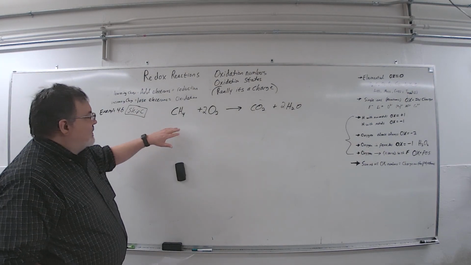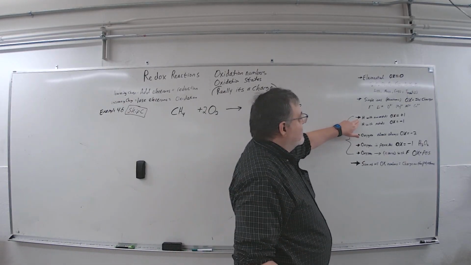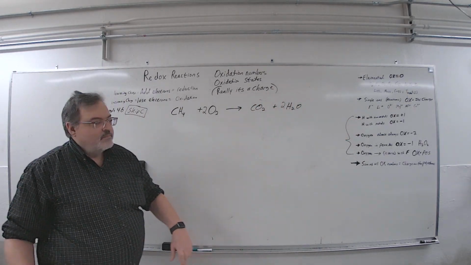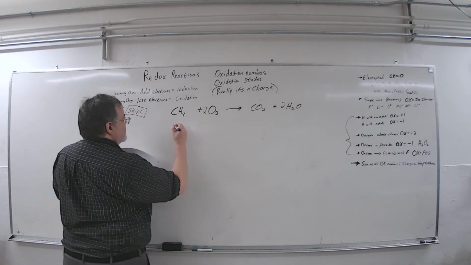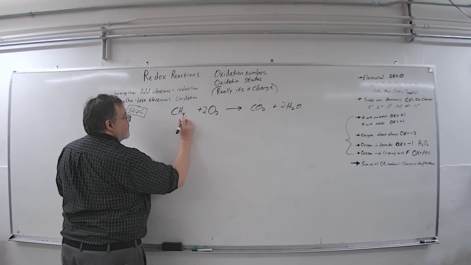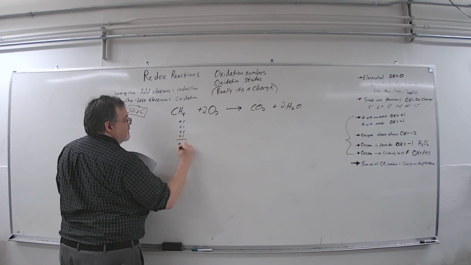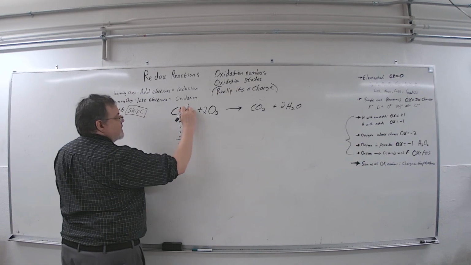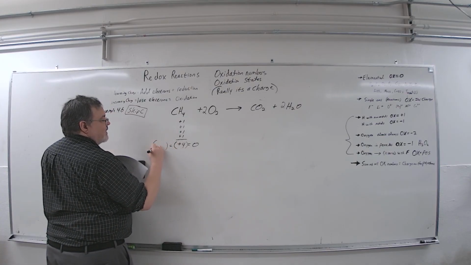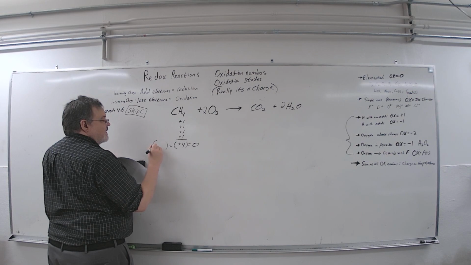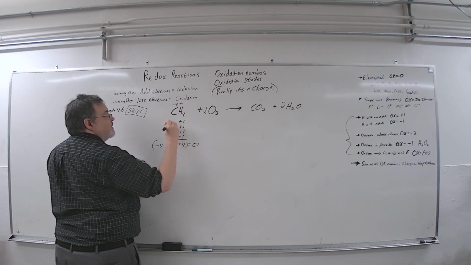But let's go through it. Hydrogen attached to carbon. Hydrogen attached to a nonmetal. What's its charge? Hydrogen with a nonmetal, that's right, so +1, +1, +1, +1. There's no charge here, so 0. So what goes here? -4. So carbon is -4, hydrogen is +1.